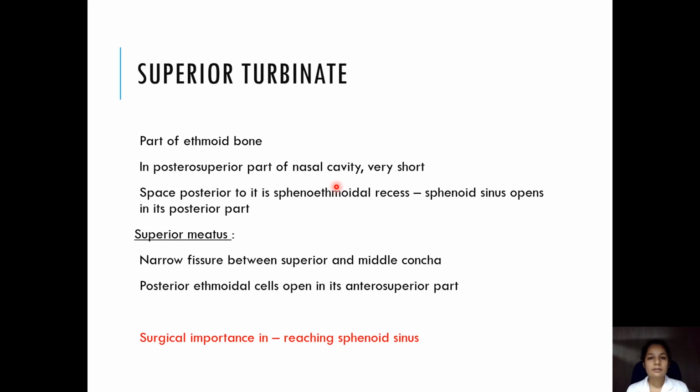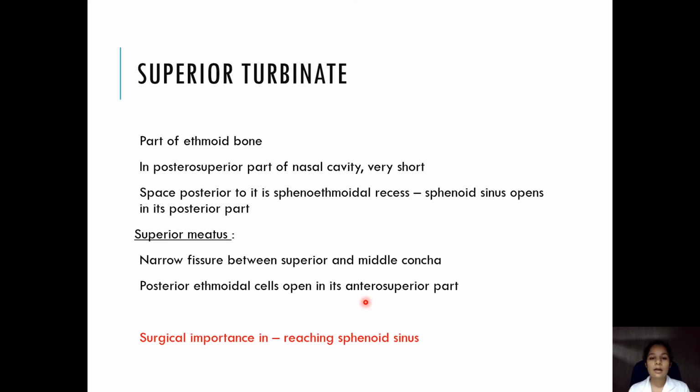Now superior turbinate, it is also a part of ethmoid bone. Sometimes there is also a supreme turbinate, which is an even smaller turbinate posterior to this superior turbinate. Superior turbinate is in the posterior superior part of the nasal cavity. It is very short, and the space posterior to it is the sphenoethmoidal recess, where the sphenoid sinus opens into. Superior meatus is a narrow fissure between the middle and superior turbinate, and the posterior ethmoidal cells open into its anterosuperior part. Surgical importance of superior turbinate is in reaching the sphenoid sinus.